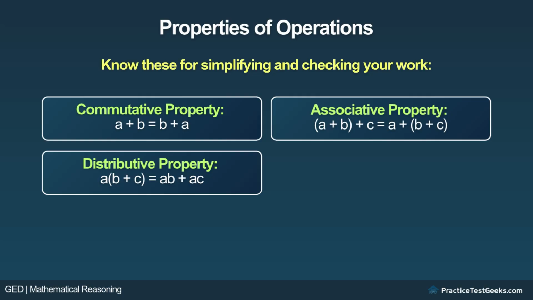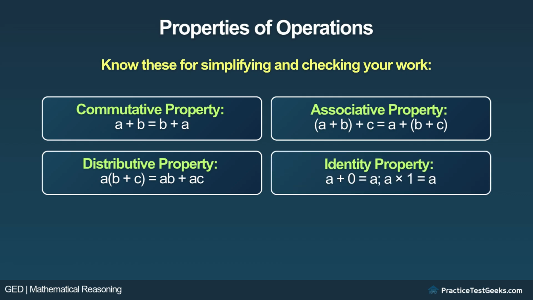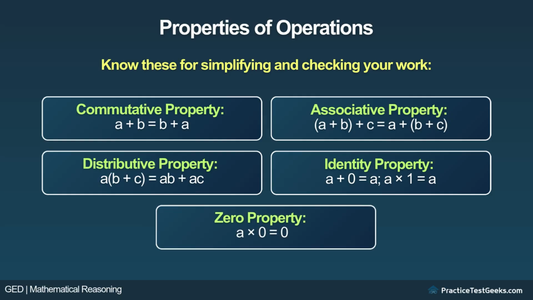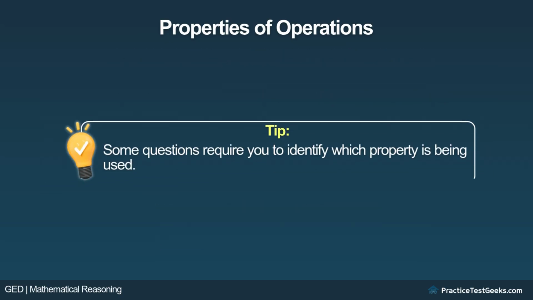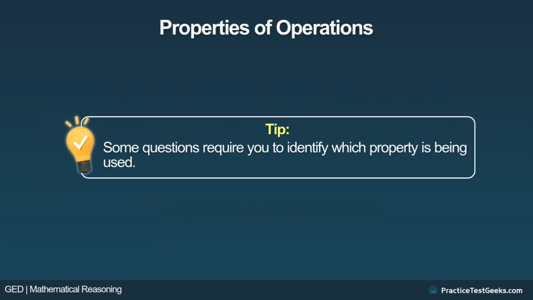Distributive property. Use this when multiplying a number by a sum or difference inside parentheses. Example: a(b + c) = ab + ac. Identity property. Adding 0 or multiplying by 1 keeps the number the same. Example: a + 0 = a, and a × 1 = a. Zero property. Multiplying any number by 0 always equals 0. Example: a × 0 = 0. GED tip: some questions require you to identify which property is being used.